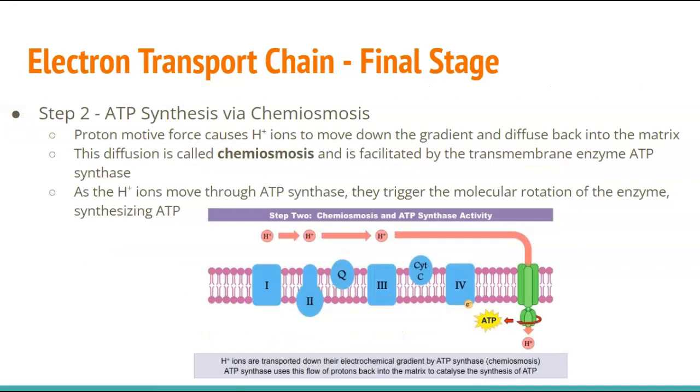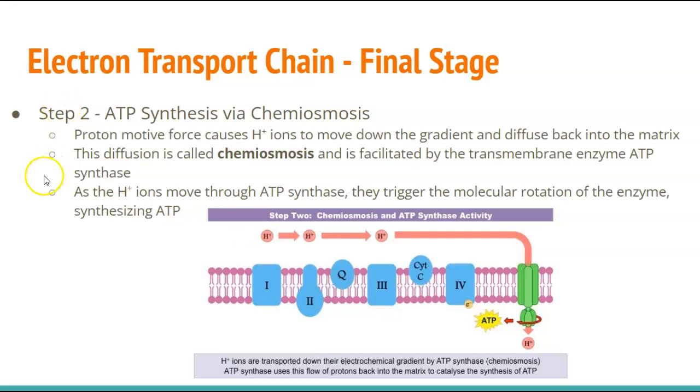Step 2 is ATP synthesis via chemiosmosis. So that proton motive force causes hydrogen ions to move down the gradient and diffuse back into the membrane. So we are pushing hydrogen ions through all of these compounds, and that's great. We're using that force, but the problem here is your body likes to be in homeostasis. It does not like to have an uneven balance of these ions.